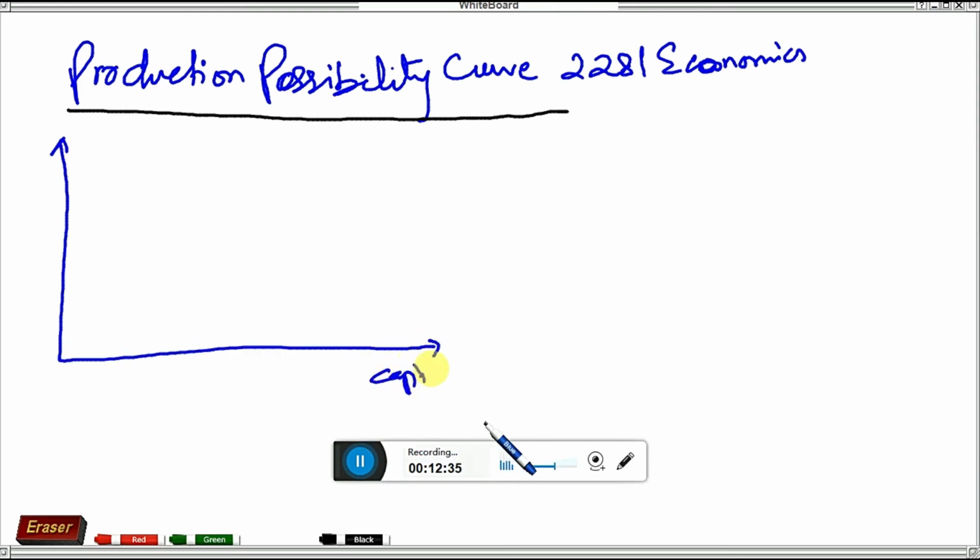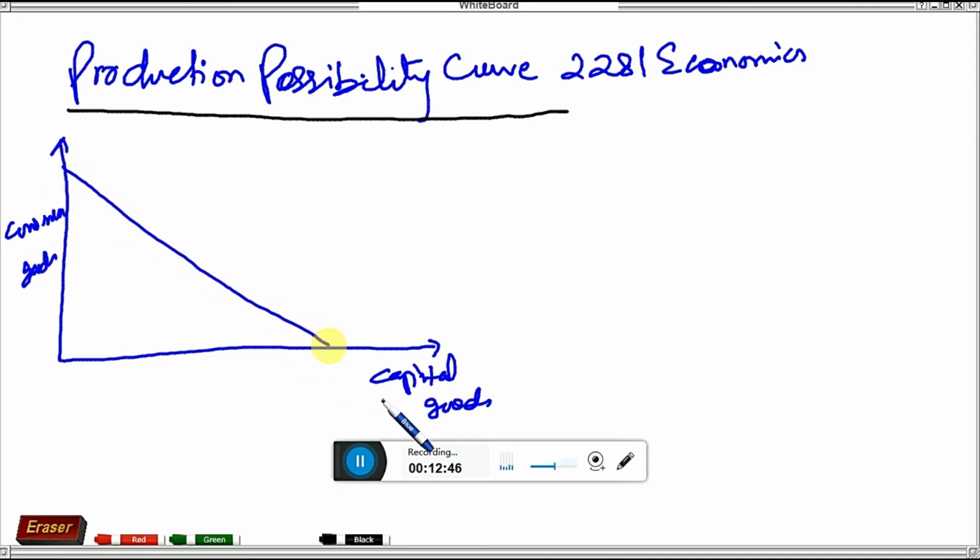This is your capital goods and this is your consumer goods. Maybe your consumer goods are at this point and your capital goods are at this point, 100 of this and 100. For the simplicity part, I'm using this. So if your curve is like this, your capital goods are increasing.